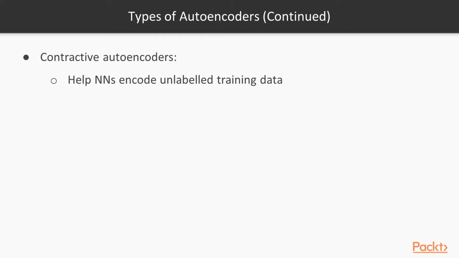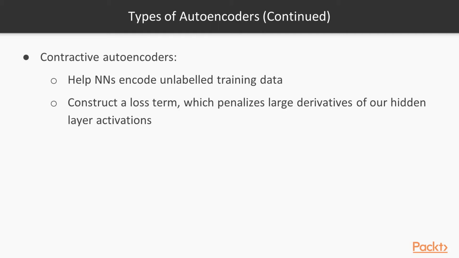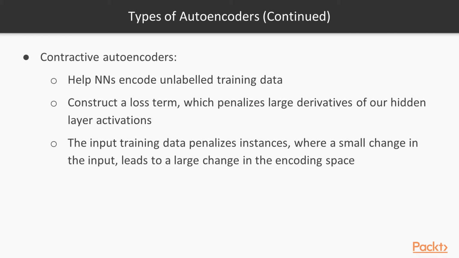Contractive autoencoders. Contractive autoencoders, being an unsupervised learning technique, help neural networks encode unlabeled training data. They construct a loss term which penalizes large derivatives of our hidden layer activations with respect to the input training data by penalizing instances where a small change in the input leads to a large change in the encoding space.